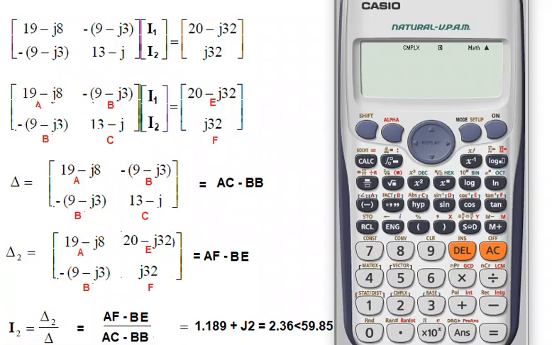So I hope this gives you an understanding of how you can solve it with the help of a calculator very easily. Thank you.